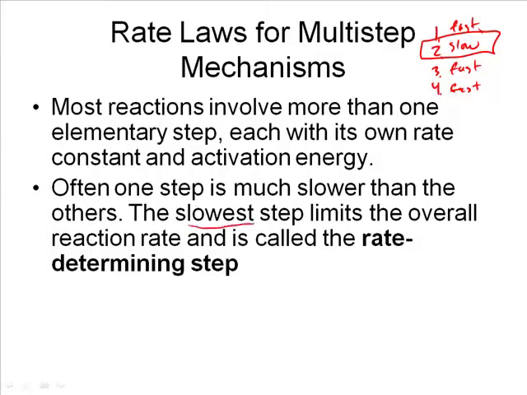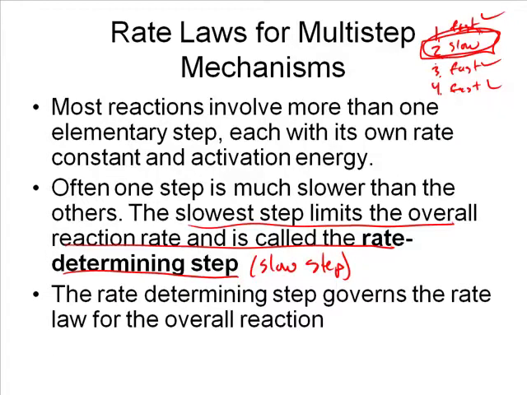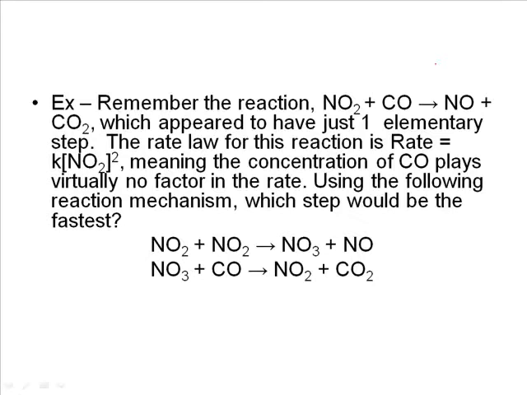The slowest step limits the overall reaction rate and is called the rate determining step. So the rate determining step is always the slow step. The others go by fast, fast, and fast, but it's this one right here that's really going to determine how fast the overall reaction is going to go. So the rate determining step really governs the rate law for the whole overall reaction. We don't even necessarily care about the fast steps. The only one we care about is the slow step.